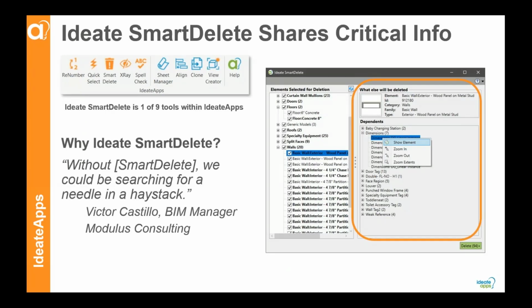And Smart Delete here, it really is all about sharing critical information. And again, I think of this as sort of a learning tool, right? A lot of us, particularly when we're new to building information modeling, aren't really aware of all the relationships. And I'll be honest, even when we were developing these tools, I wasn't fully aware of all the interdependencies across elements and model and annotation items. So for me, this has been a learning experience as well, and it's super easy to use.